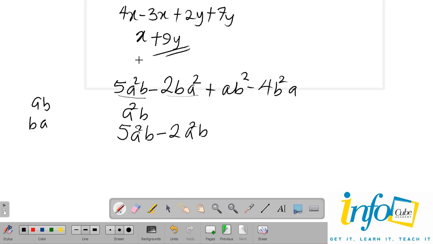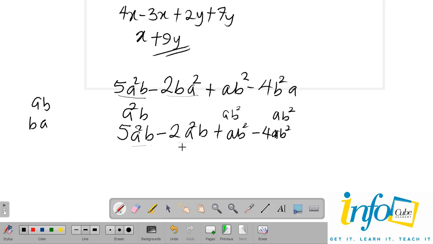Good. In the second one, I have ab square. In this one, the square is now on the b, and the same thing happened in 4b square a, just that b square came first. I will have to rearrange it to have ab square. So this will now become plus ab square minus 4ab square. Good. Now it means that this and this are like terms.